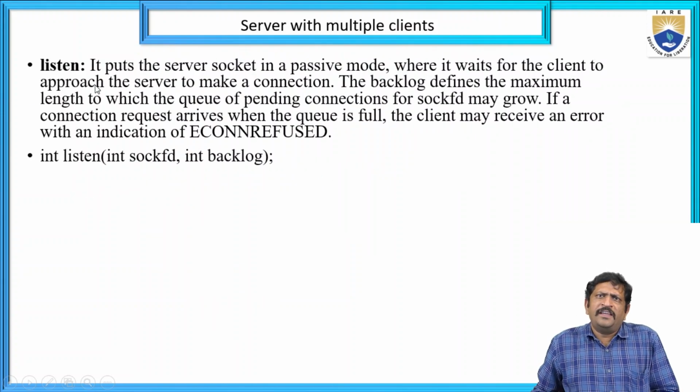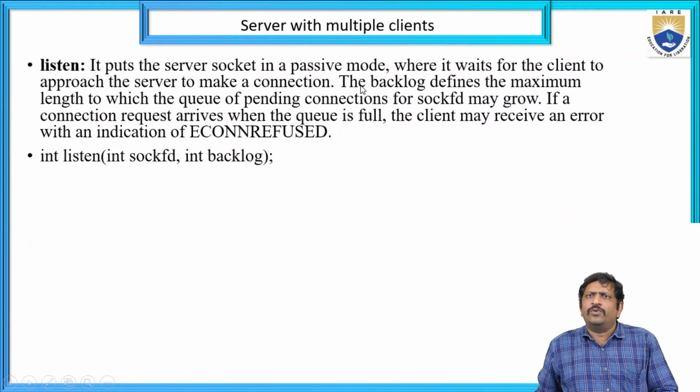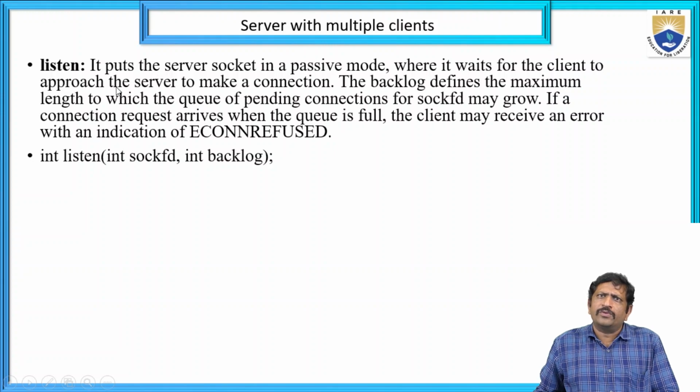Listen: if the server is listening, then only the client will be connected and able to send information to the server. Without listening, we can't forward information to the server. It puts the server socket in a passive mode, where it waits for the client to approach the server to make a connection. Here is the backlog, which defines the maximum length to which the queue of pending connections for the socket file descriptor may grow.